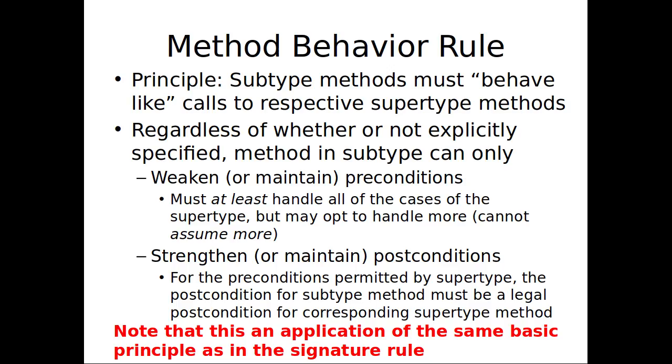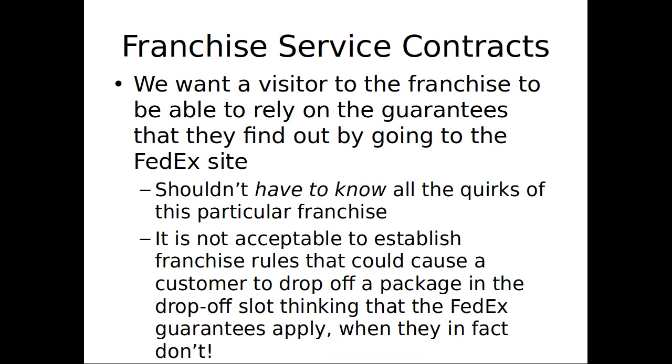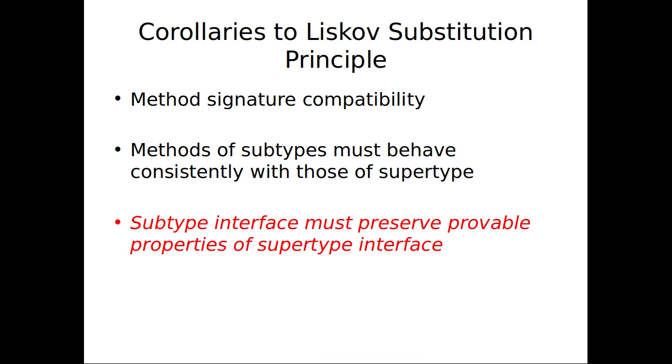A subtype for square root might loosen that. Say, no, it'll handle other cases as well. That would be acceptable. And then for postconditions, maybe square root in the supertype guarantees returning a value within a certain distance of the square root, and the subtype uses an extra sophisticated algorithm to get only half of that level of error. It still lies within the expectation, so it's fine. Same basic rules. Okay.